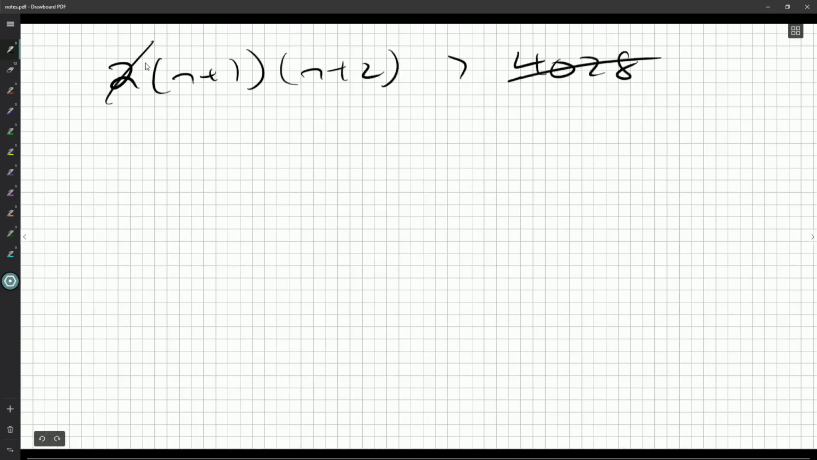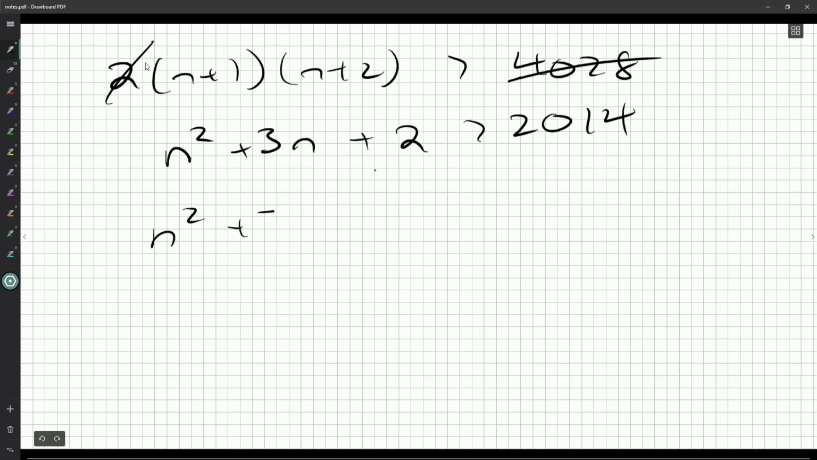And so 2 n plus 1 n plus 2 has to be greater than 4028. Divide by 2 on both sides, 2014 there. So I guess we could say n squared plus 3n plus 2 needs to be greater than 2014. I suppose we could find roots, but this is a short answer question. So we don't need to show our work. We could just guess and check our way to an answer.